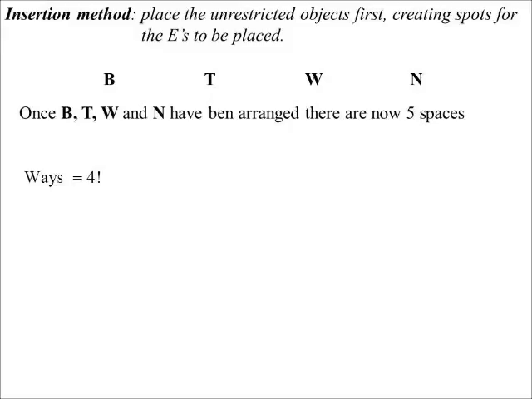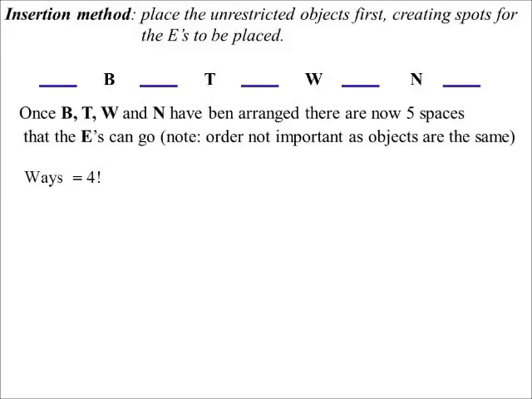So of those 5 spaces, I'm just going to select, how many E's did I have? 3 E's. So it's a combination. Order's not important because they're all E's. So 5C3, there's my 240. So that's what's called the insertion method.